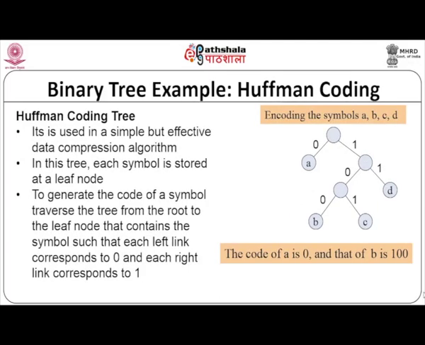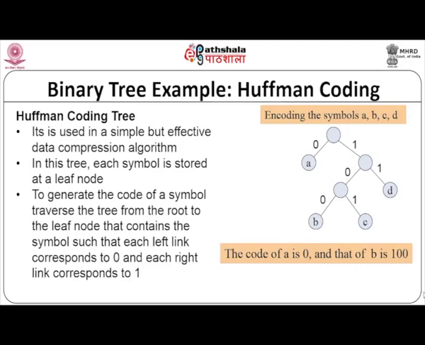Now, another example of a binary tree is Huffman coding. You will see as we go along, binary tree examples are very realistic and used in real time. The expression tree was used in compilers for evaluation and representation of expressions. Huffman coding is used in a simple but effective data compression algorithm, very important in computing.